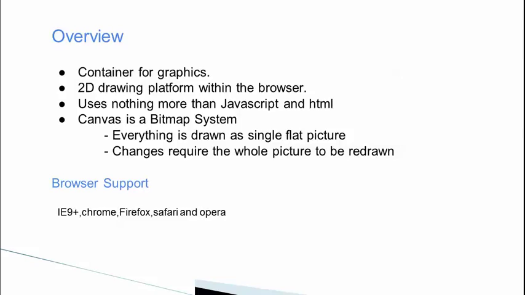HTML5 Canvas uses a bitmap system, so everything is drawn as a single picture. If we want to change anything in Canvas, then we need to redraw the whole picture. There is one more way to draw in browsers, that is SVG, which uses vector graphics, but today we are not going to discuss that. HTML5 Canvas is supported by all the major browsers: IE9+, Chrome, Firefox, Safari and Opera.